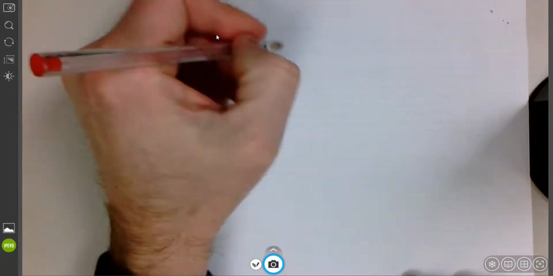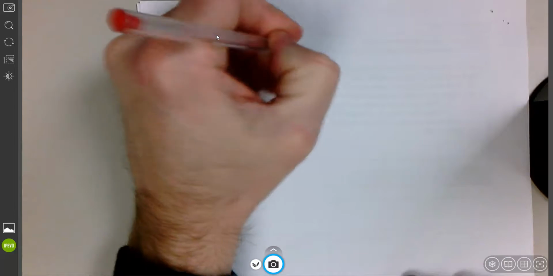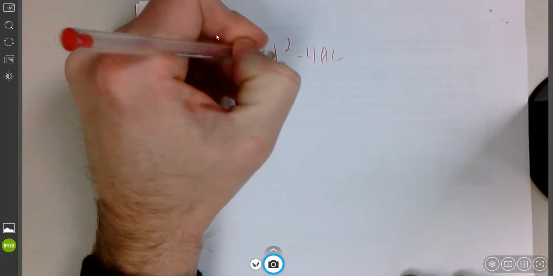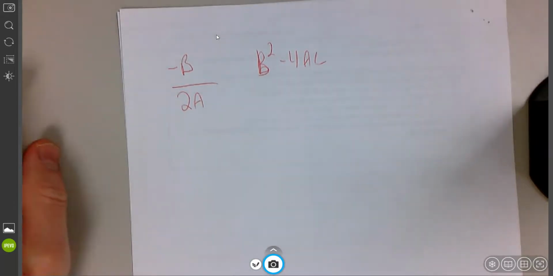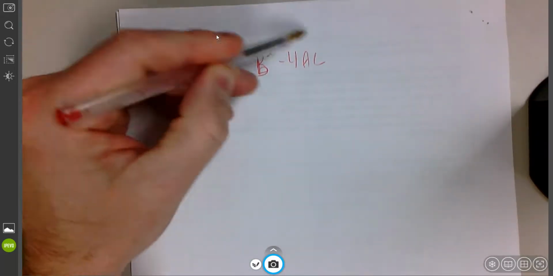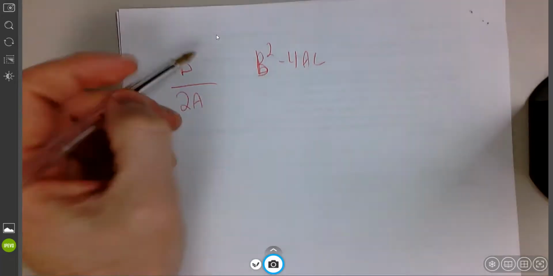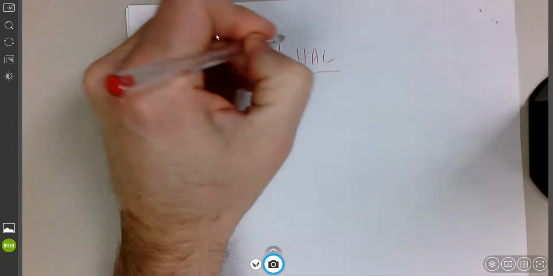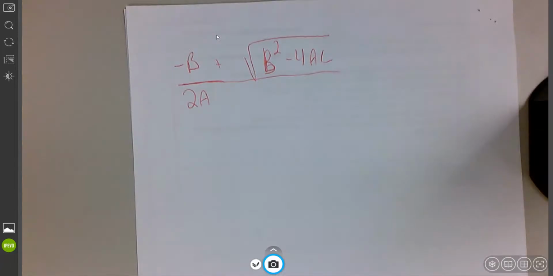The first one was how to find the axis of symmetry, or the point right in the middle of our parabola. And the other one is b squared minus 4ac, which is the discriminant. I guess I'll have my b's both be the same. The quadratic formula is just the combination of those two. So look, here's the axis of symmetry, here's the discriminant, and the quadratic formula is just going to be that. It's just a combination of the two.